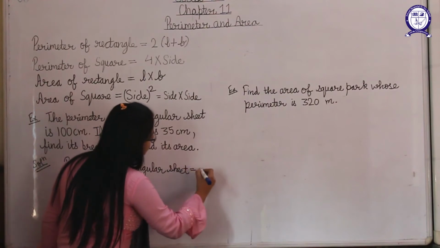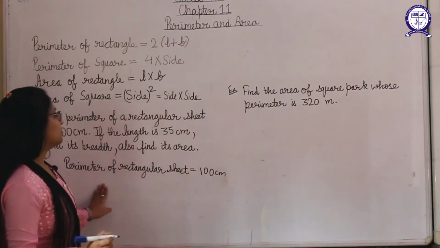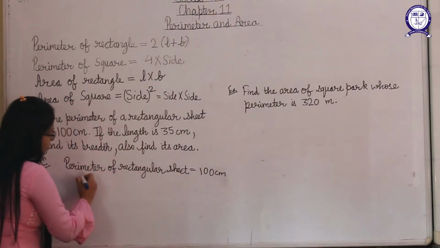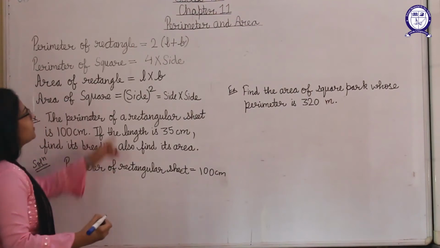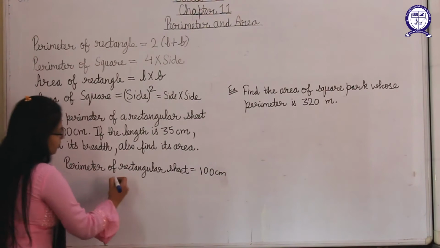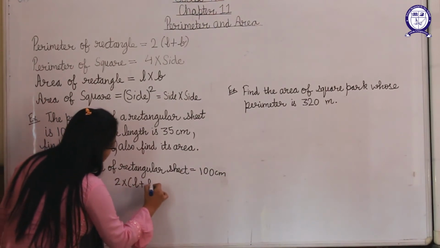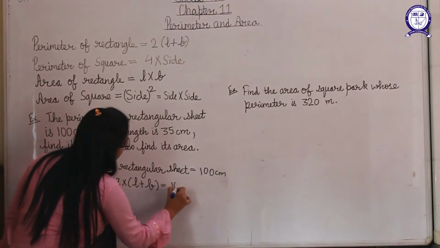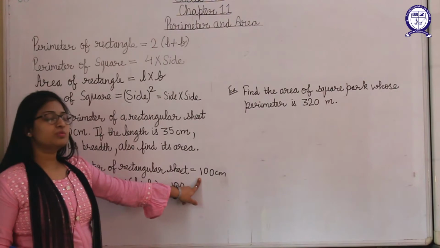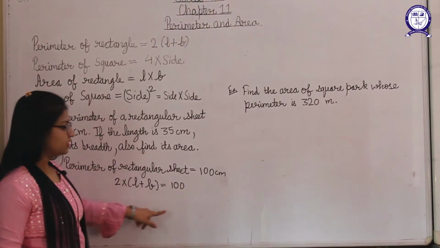is equals to 100 centimeter as it is given in the question. So perimeter of rectangular sheet is 100 centimeter. Now we know that the formula for perimeter of rectangle is 2 multiply length plus breadth. So we will write here 2 multiply length plus breadth will be equals to 100, as the perimeter is given to us to be 100.